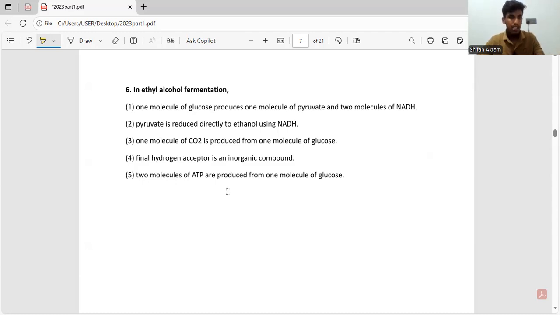And the final statement, two molecules of ATP are produced from one molecule of glucose. Okay, when glucose is broken down to pyruvate, 4 ATP are produced, but 2 ATP are used up for the reaction. So 2 ATP molecules are produced from one molecule of glucose. So this is the correct answer.